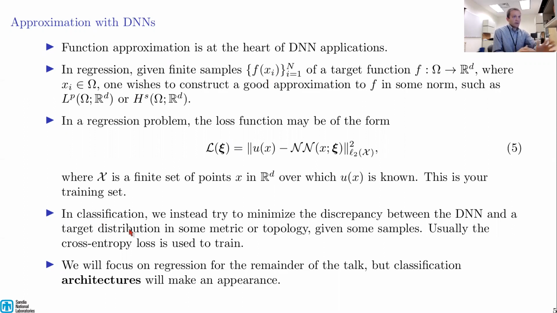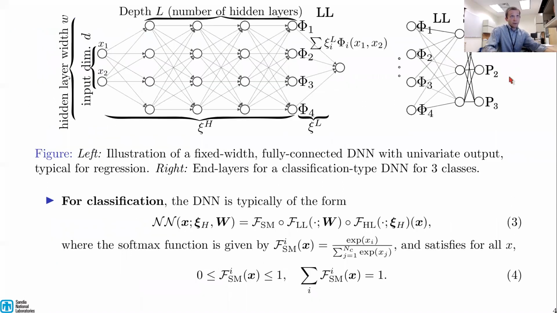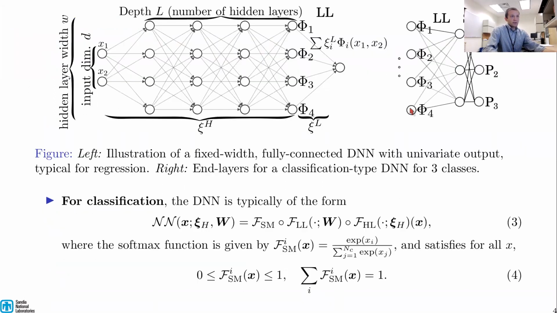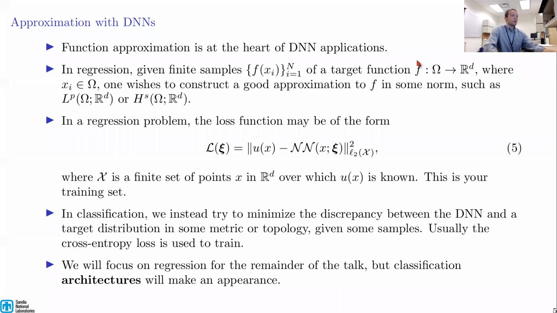In classification, you try to minimize the discrepancy between your deep neural network output, this distribution here, and some target distribution that gave you some labeled samples. Usually the cross entropy loss is used to train. So we're going to focus on regression, like I said, but the classification architectures that I introduced here will make an appearance. So there's a reason I introduced them.